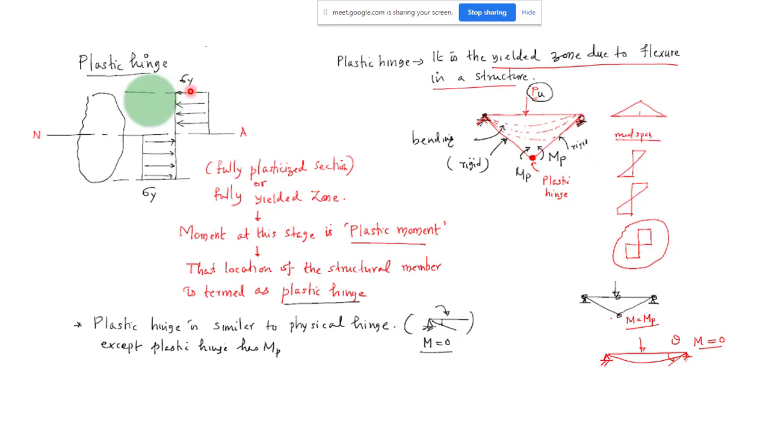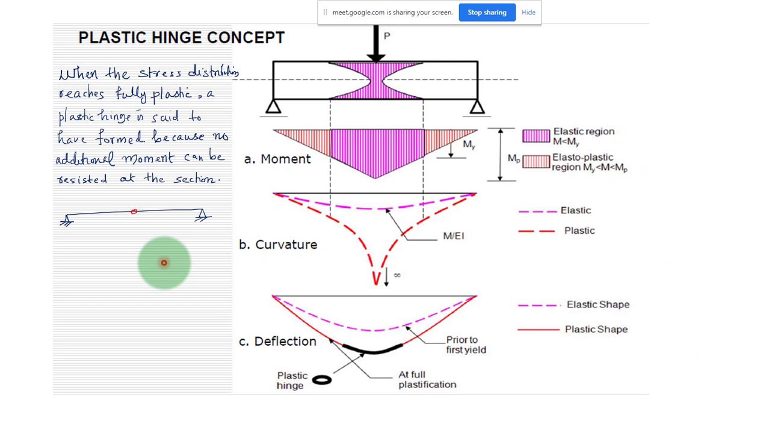And corresponding to this stage, what is the moment of resistance of that section? That is known as plastic moment. And this location of your beam is known as the plastic hinge. The plastic hinge, in a simple way, you can say is the completely yielded zone of your structure. So I will discuss here also again the plastic hinge.